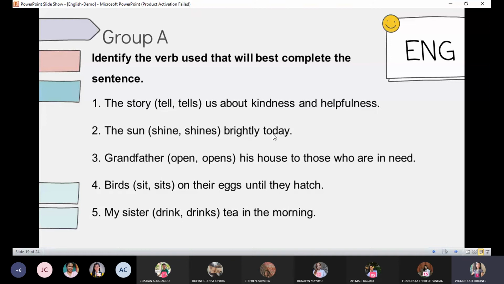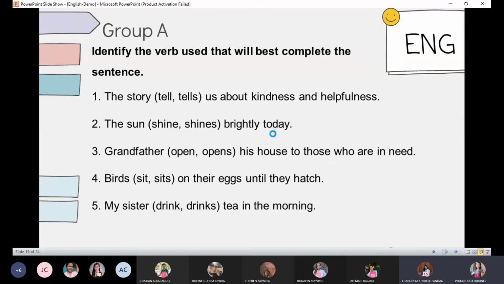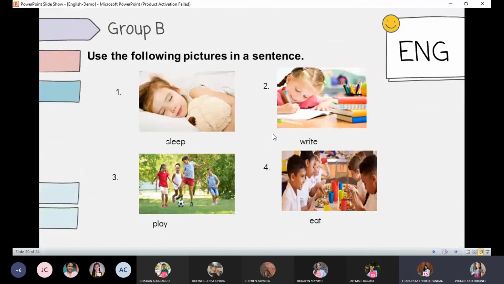And let's proceed to group B. Who is the leader of group B? I'm the reporter, teacher. Okay, Cheska. The baby sleeps peacefully. Then for the second picture, the child writes a letter to her mother. For the third picture, the children play soccer ball. For the fourth picture, they eat their lunch happily. Thank you so much, Group B, and thank you so much, Cheska.